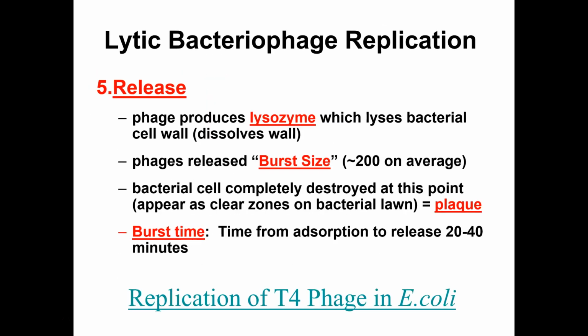Fifth step is release. So like Doreen just mentioned, lysozyme not only gets this virus into the cell, but lysozyme is how they carve their way out. So they use those pins to thin out the cell wall until it bursts. The viruses get out, and then the cycle begins again. Find a new host cell, attach, penetrate, biosynthesis, maturation, release.